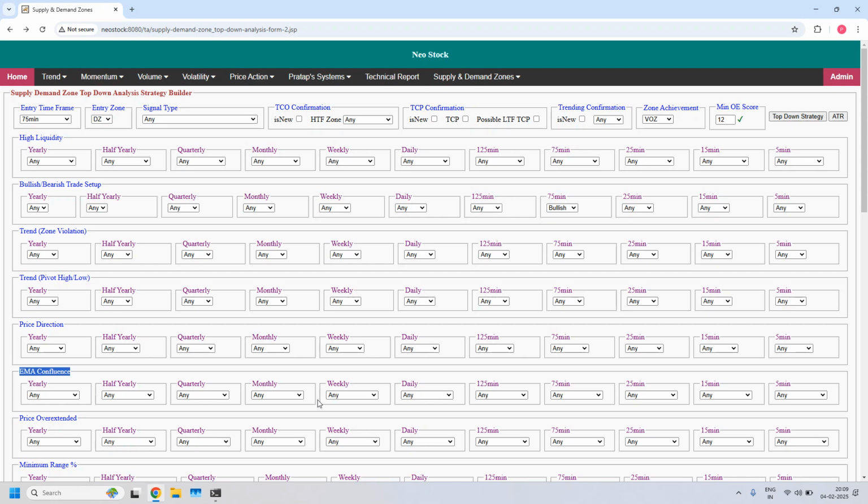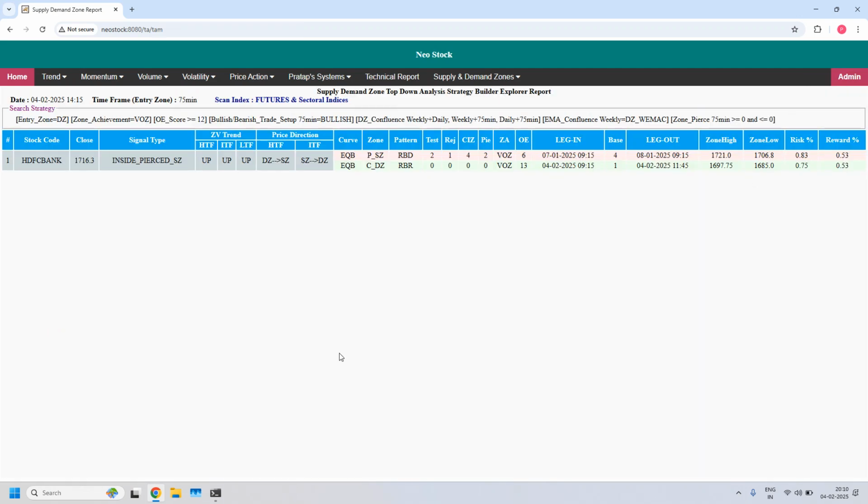In the EMA confluence, weekly time frame, weekly demand zone having weekly EMA confluence. With this filter, we got this stock. That means this is even more high probability trade setup supported demand zone, this 75 minutes demand zone.